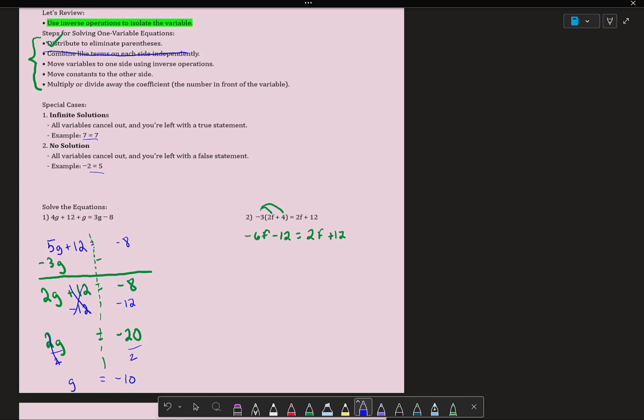The next step says move variables to one side using inverse operations. So we have a -6f and a +2f. Again, I always like to move the smaller of the variables to the other side. You don't necessarily have to do it that way, but the -6f is smaller than the +2f. So the inverse operation of a -6f is a +6f. I'm going to add that to both sides.